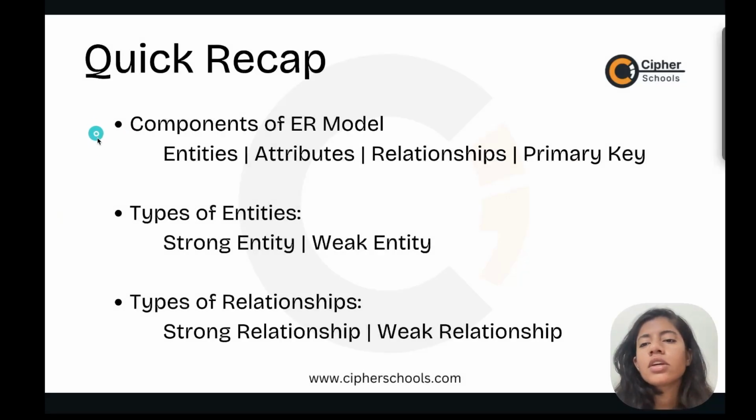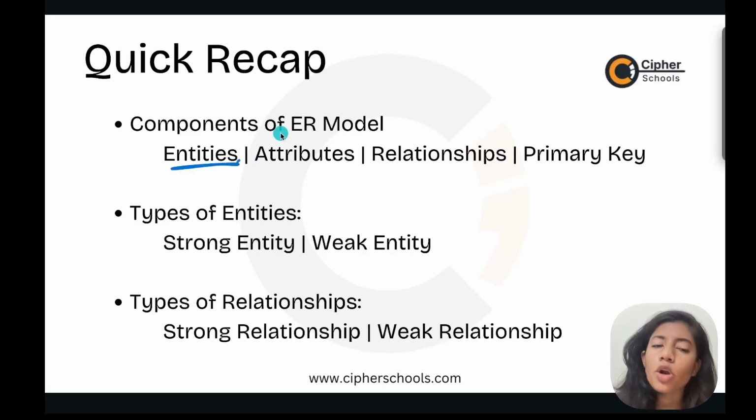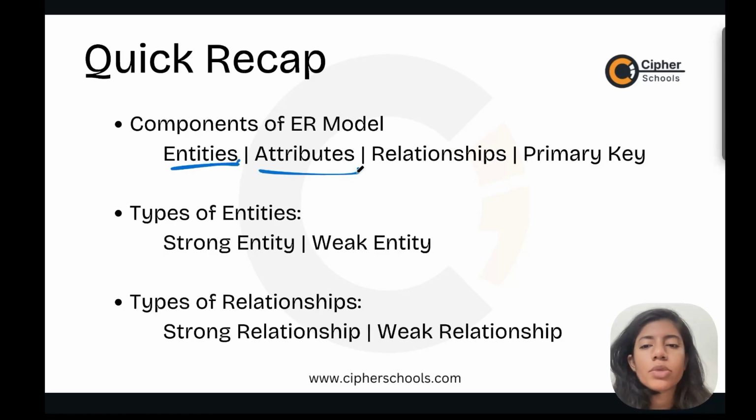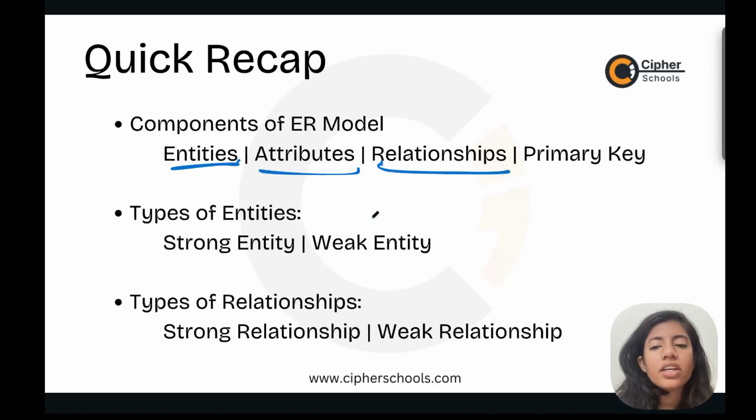In the last videos, we first began with components of ER model. Let's start one by one. We discussed entities are any real world objects or any real world concepts. We call them as entities, right? So all the properties which describe these entities, we call them as attributes. Then any association between two entities, we call them as relationships. Then primary key is something which is helpful to identify each entity uniquely. So these are the four components which we discussed for ER model.